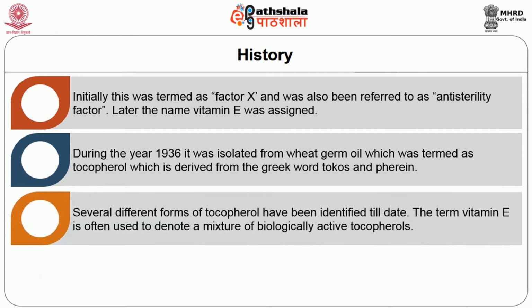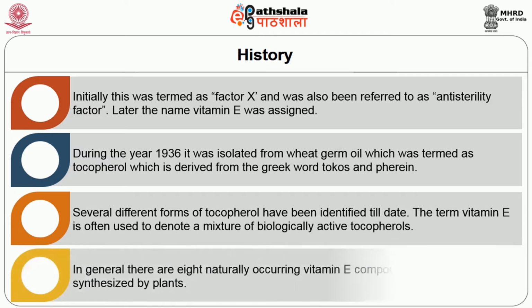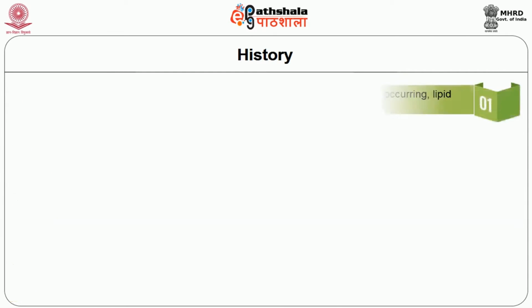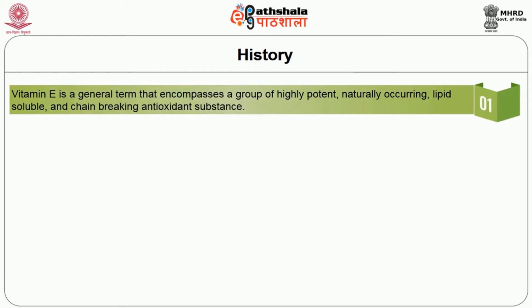Several different forms of tocopherol have been identified till date. The term vitamin E is often used to denote a mixture of biologically active tocopherols. In general, there are 8 naturally occurring vitamin E compounds which are mainly synthesized by plants. Vitamin E is a general term that encompasses a group of highly potent, naturally occurring lipid-soluble and chain-breaking antioxidant substances.